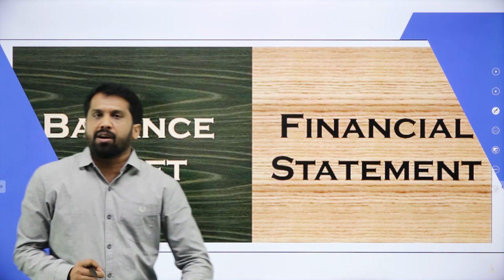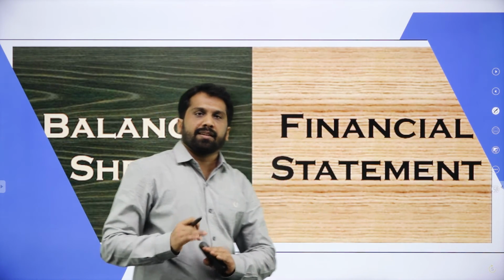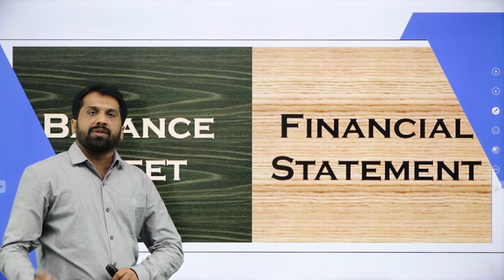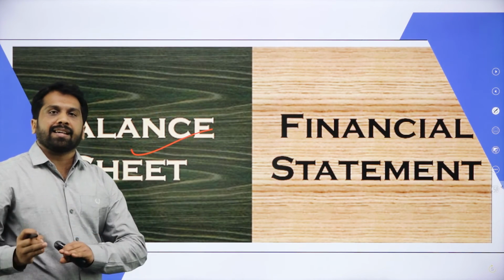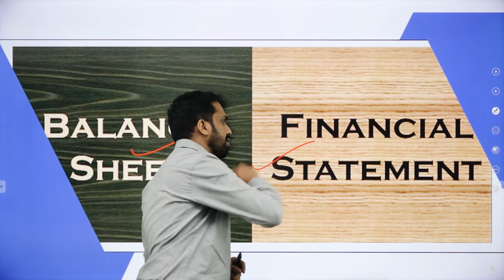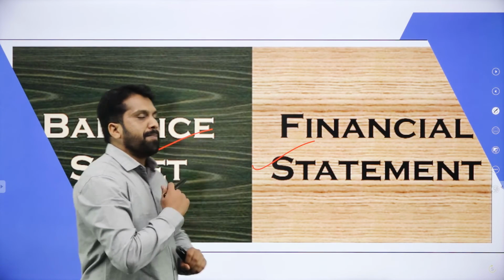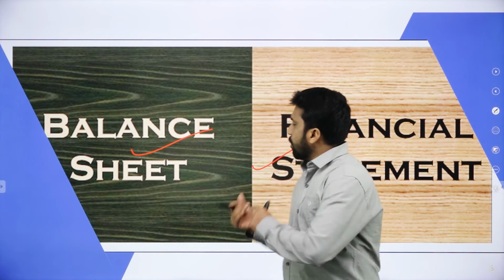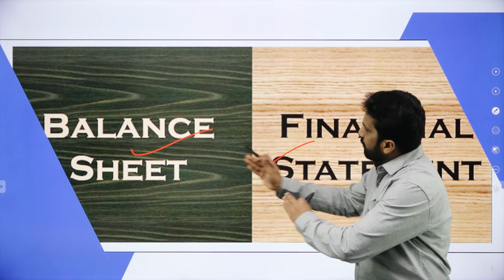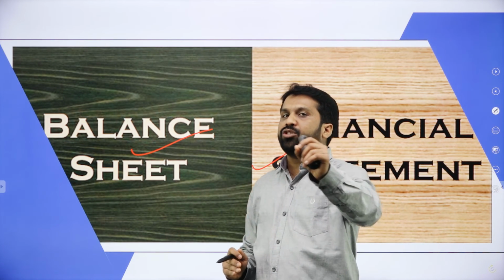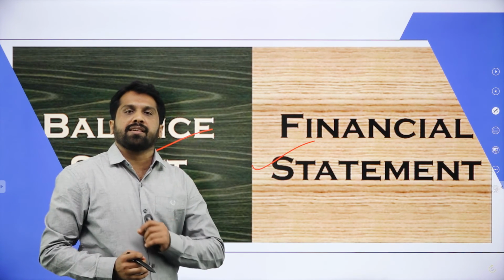This is the last part of your session, balance sheet and financial statement. In your examination, you will get two kinds of problems: one on balance sheet, another on financial statement. Financial statement, it is nothing but it includes balance sheet, but in this you will get only profit and loss account items. In the other you will get completely balance sheet items. So you may expect both kinds of problems in your examination.